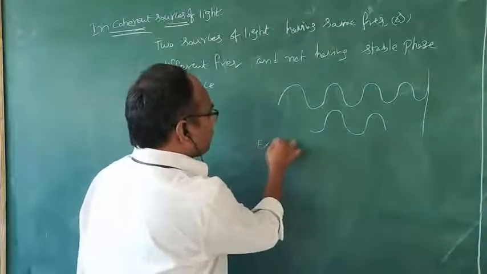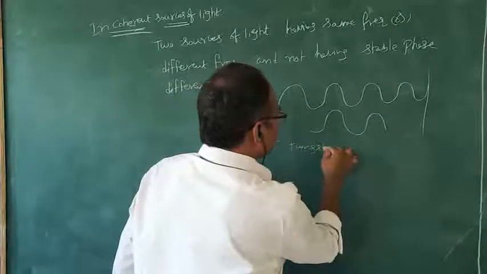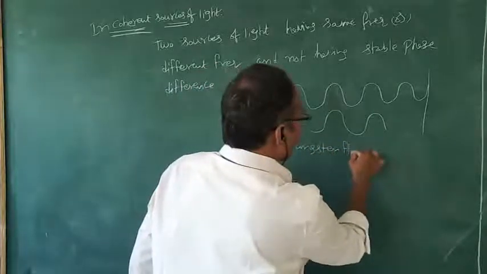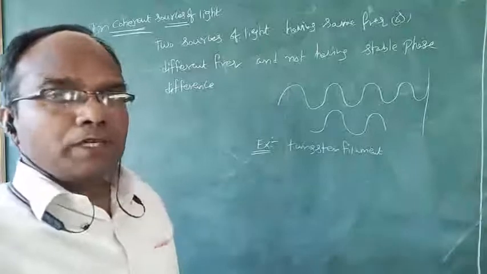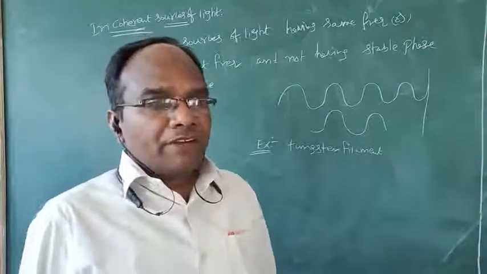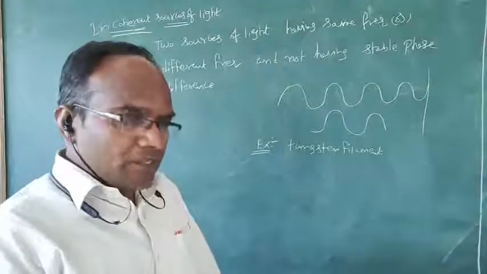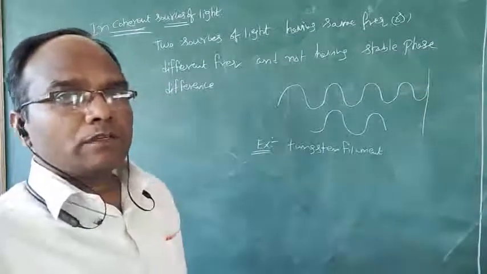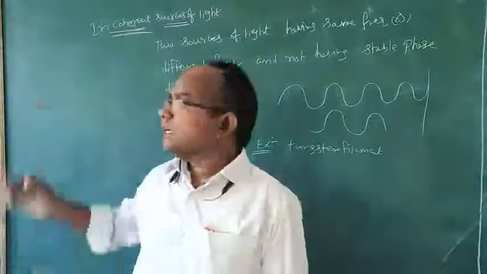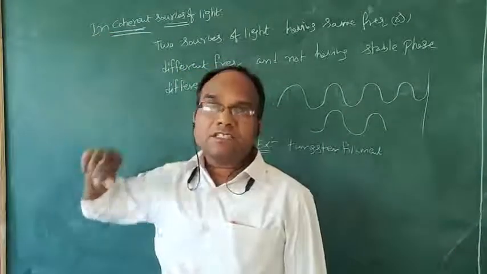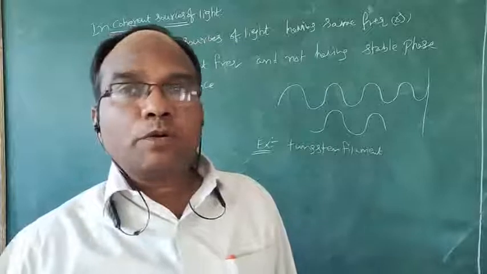So what is the example? We can take ordinary light, nothing but tungsten filament. For the coherent source of light, what is the example? Sodium lamp. There everything is the same. But in the tungsten filament, one ray will be shorter, one ray will be longer. So the example for an incoherent source of light is tungsten filament, and for a coherent source of light, sodium lamp. These are the coherent as well as incoherent sources.